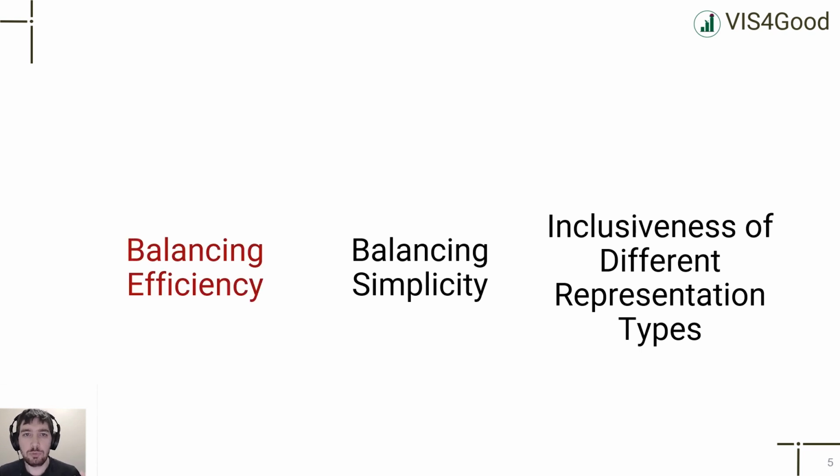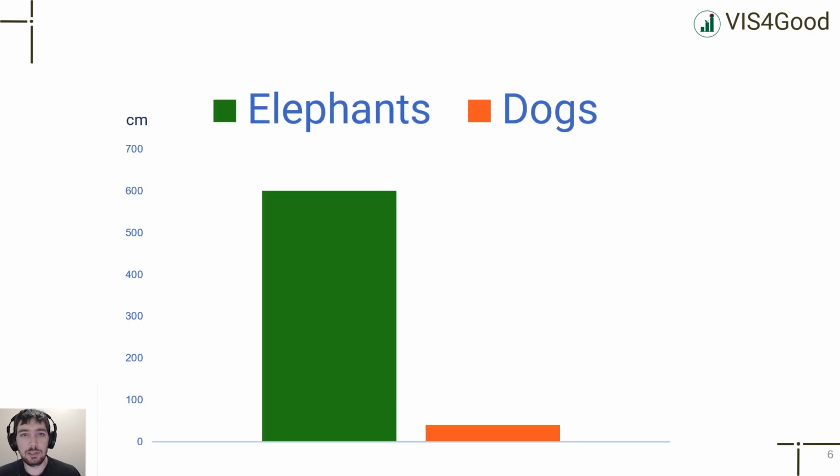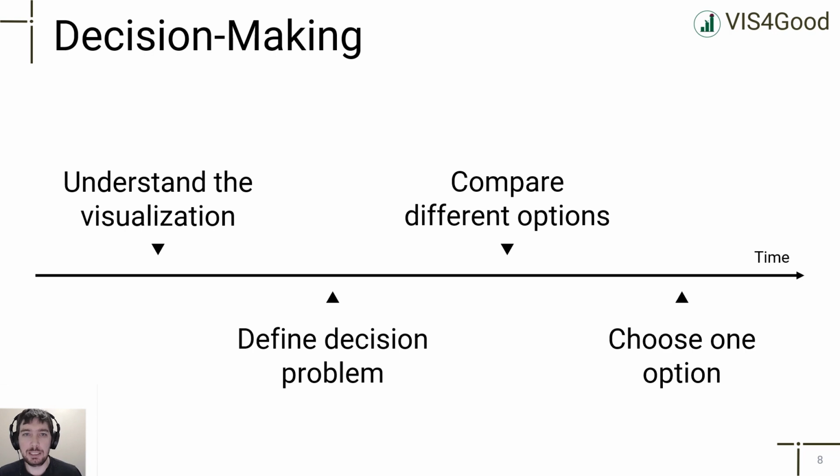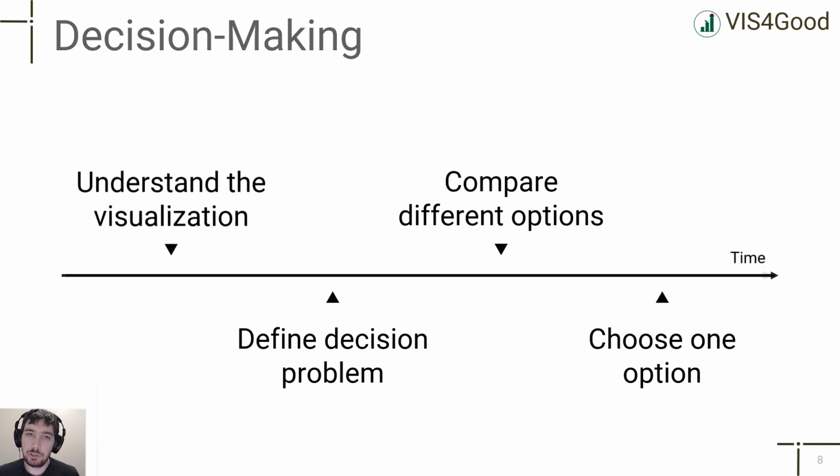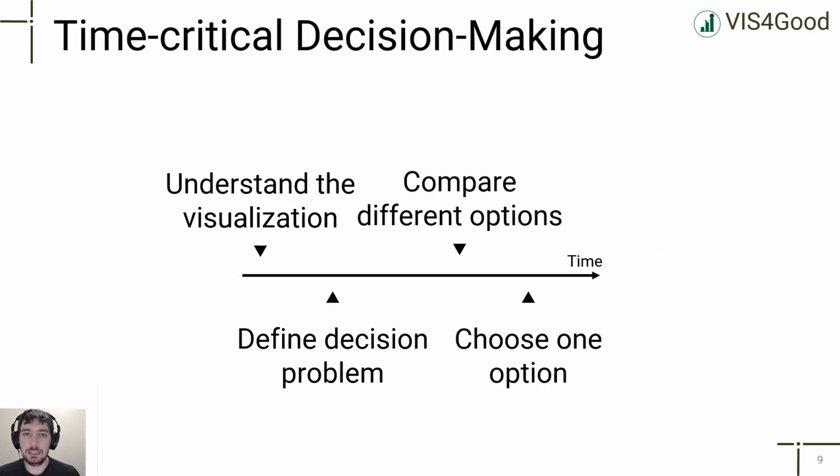Efficiency is associated with a task that the user completes accurately and quickly. For instance, if I ask you to decide which group among elephants and dogs is the tallest, this visualization is efficient. You can see that the elephants are much larger overall than the dogs. But for more complex tasks, such as decision-making, visualization must help the reader understand the visualization, define the underlying decision problem, compare different options, and then choose one option. In some time-critical decision-making tasks, such as firefighting or medicine, these tasks must be performed under time pressure, which can lower the accuracy of the decision.